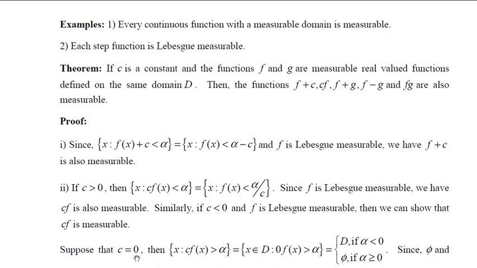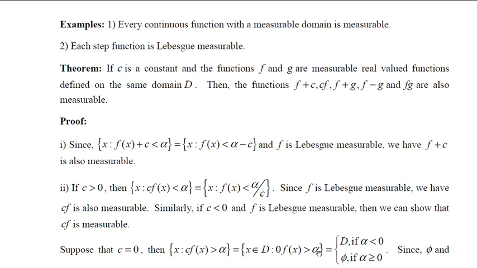And now suppose c is 0. The set of all x where c times f of x is greater than alpha, and we know that c is 0, and 0 times anything is 0. So your collection is all x coming from D with the condition that 0 is greater than alpha. If alpha is negative, we know that 0 is greater than negative numbers. So for all such x this is true. Therefore, you get all x which are present in D. So this set becomes simply D if alpha is less than 0.